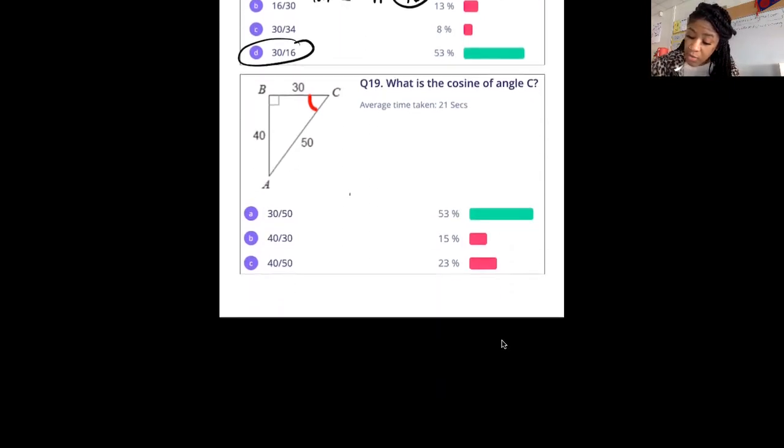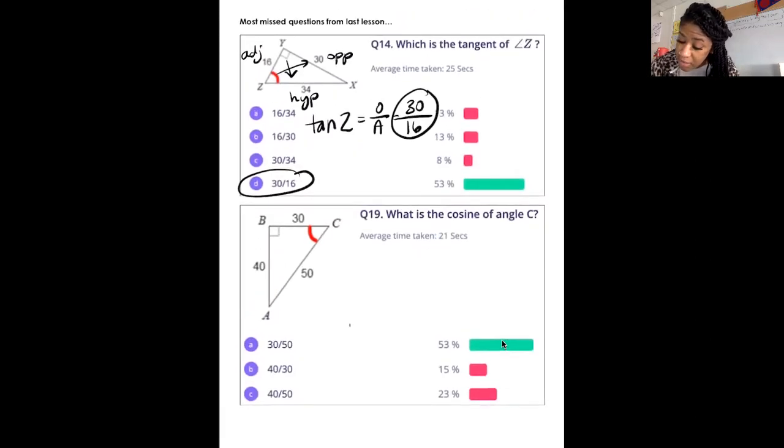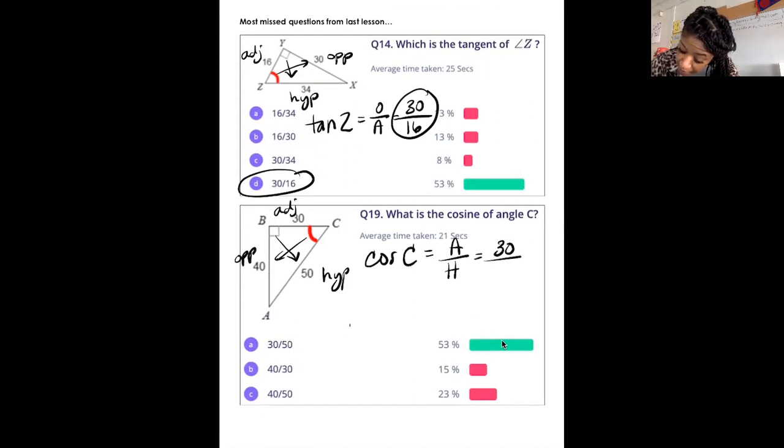We also did not do so well on question number 19. 19 says, what is the cosine of angle C? And angle C is labeled here in red. So again, that's my opposite. It's across from the angle. This is across from the right angle, so that's the hypotenuse. And that means 30 is the adjacent. I want the cosine of C. Cosine is equal to adjacent over hypotenuse. The adjacent side here is 30, and the hypotenuse is 50. 30 over 50, answer choice A.